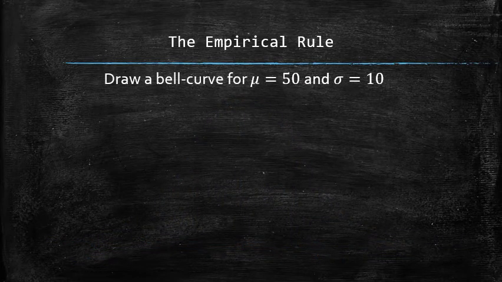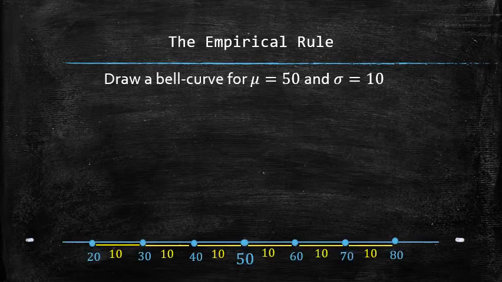We can do the same for any mu and sigma. For example, when mu is 50 and sigma is 10, we get the following.